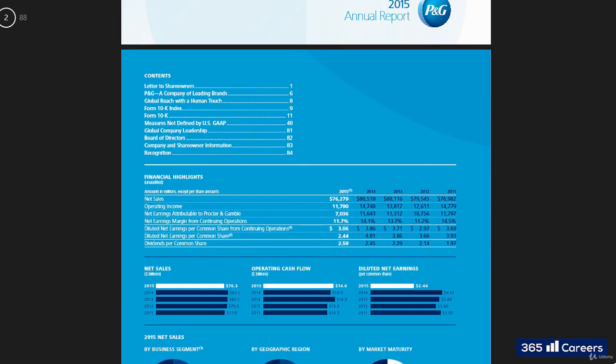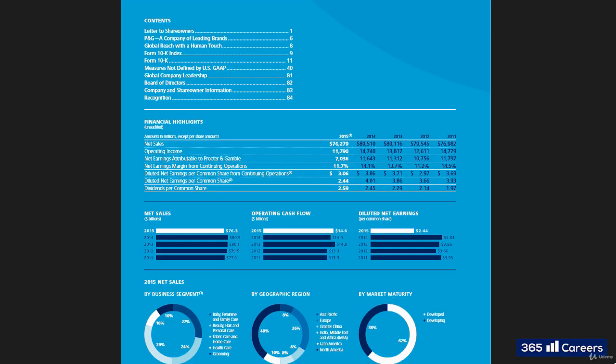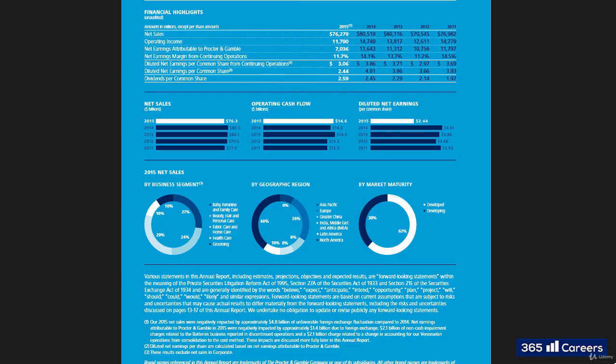As you can see, the document starts with a table of contents, which can be really useful if we want to find a specific part that we are interested in. Below the table of contents, we can see some financial highlights and several charts with breakdowns of sales, by business segment, by geographic region, and by market maturity.